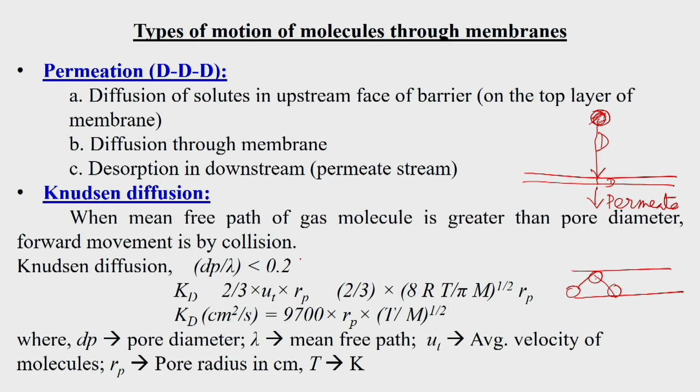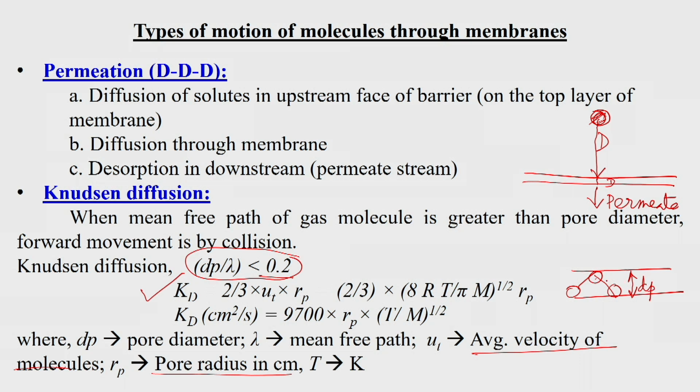According to Knudsen diffusivity, when dP by lambda, the ratio of pore diameter to mean free path, is less than 0.2, then the Knudsen diffusivity Kd is equal to 2/3 of ut into Rp, where ut is the average velocity of the molecules and Rp is the pore radius in centimeters or any unit. Rp means the pore radius through which the molecule is moving. So, this is dP.